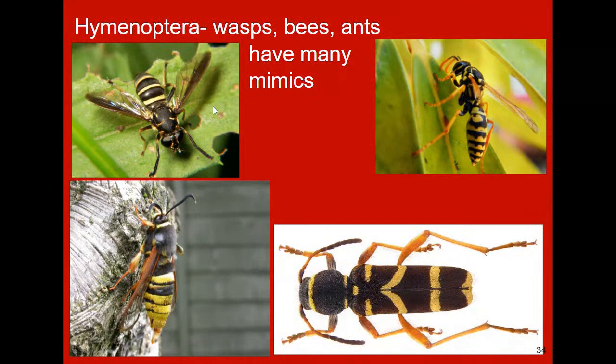Okay, and Hymenoptera is another really big group. Of these photos, only one is actually a wasp. So that's a wasp. That is a beetle, same color pattern or similar color pattern. And if you look closely, the shape's wrong, but that's a moth. And even though the yellow and black stripes look similar to a wasp, this one is a fly. So you get a fly, a moth, and a beetle, all mimicking the wasp, who is armed and the others are not.